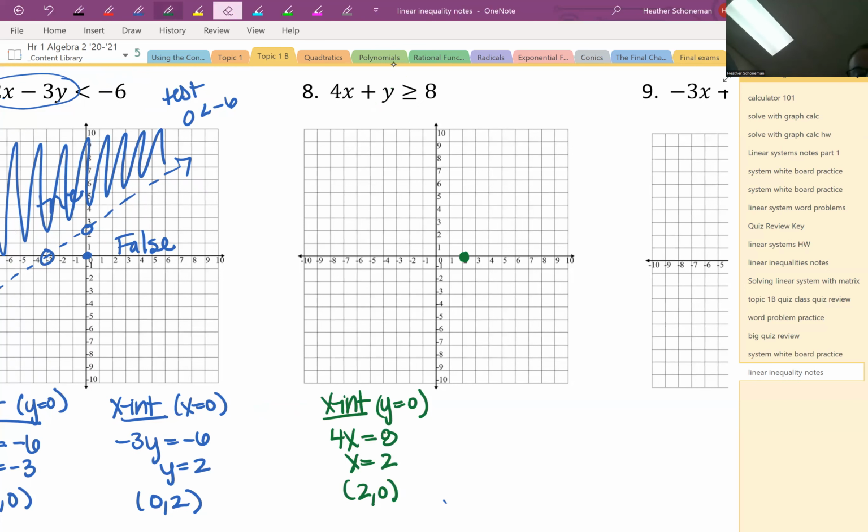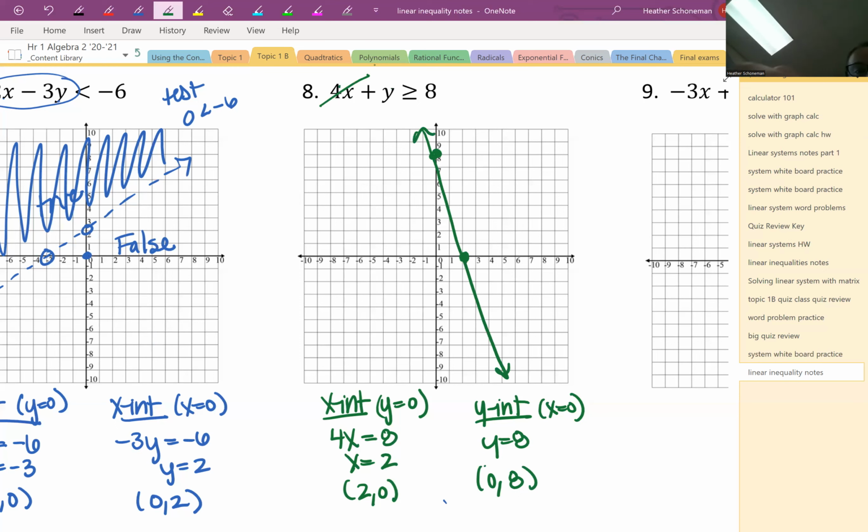Okay, when I go to do my y-intercept, the y-intercept is when x equals 0. So if that goes away, now I just have y equals 8. So my y-intercept is 0, 8. So I have a point right there. Connect the dots. And there's my line.